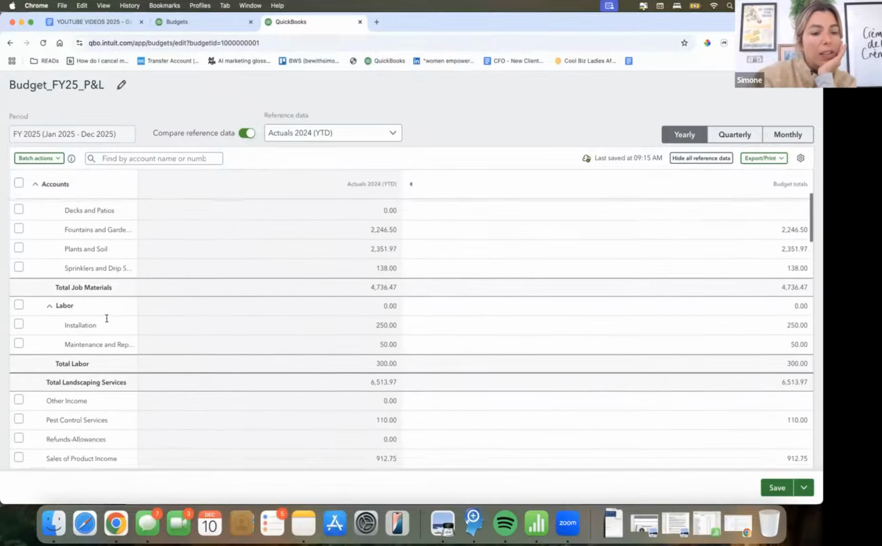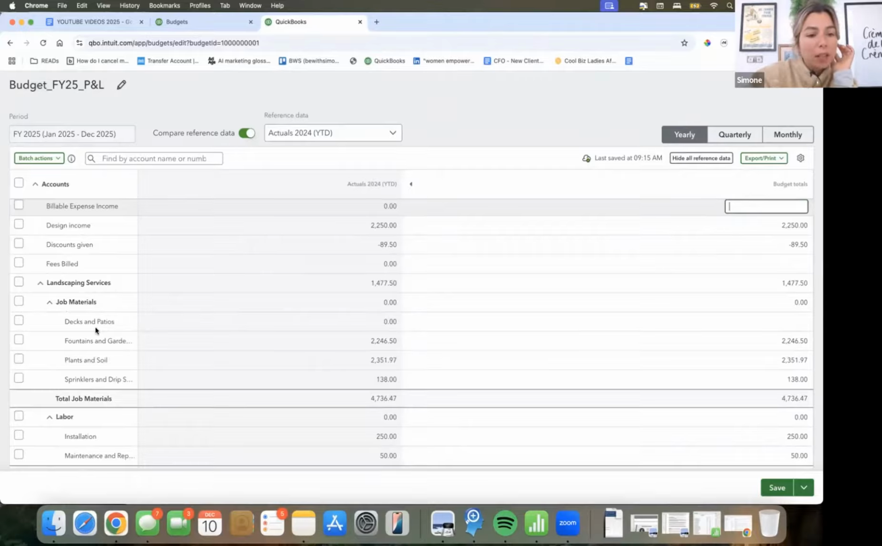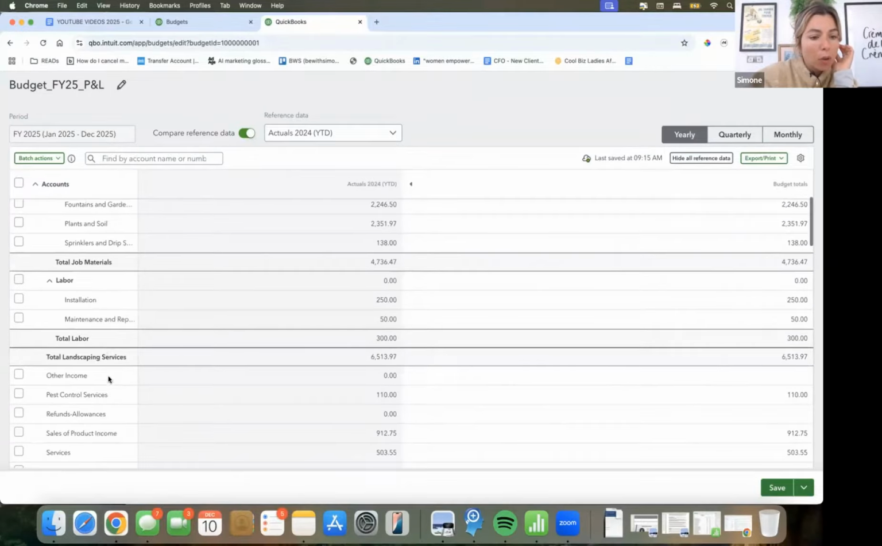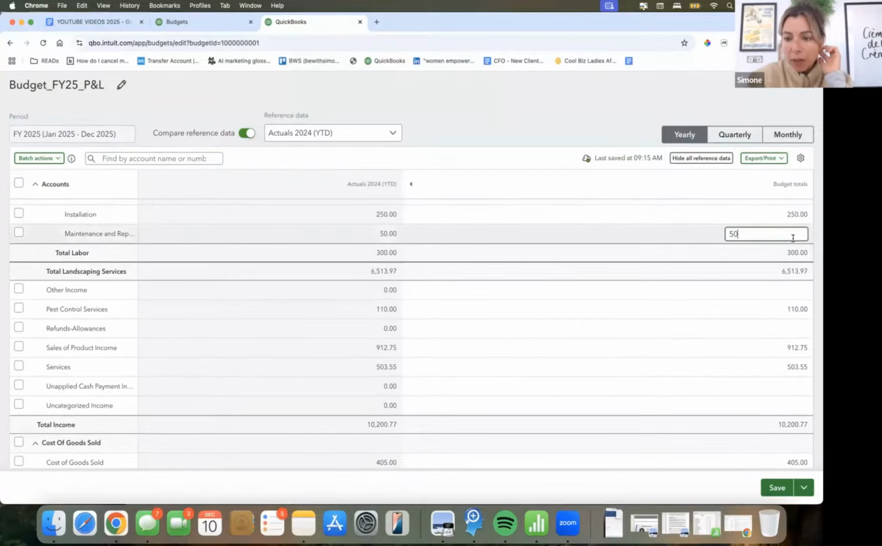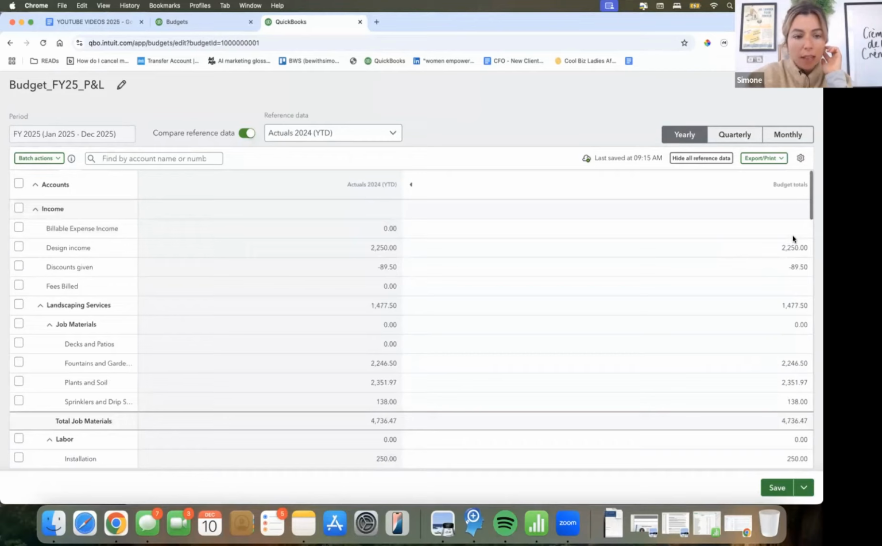We have income, services, landscaping services, job materials, labor, total labor, landscaping services to get us to a total income amount, right? So this is what we have here. Now here I can adjust if I want to adjust any of these things.